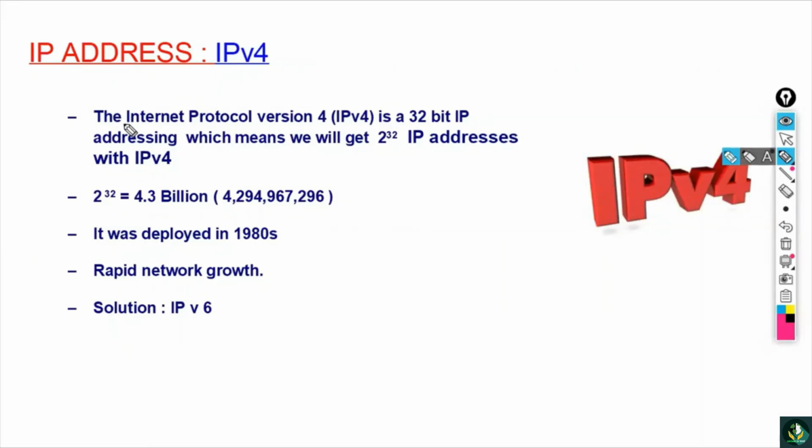IPv4 or Internet Protocol version 4 is a 32-bit IP addressing. 32-bit IP addressing means we will get 2 power 32 IP addresses with IP version 4, which is equal to 4.3 billion IP addresses. So this IP version 4 was deployed in the 1980s, and at that time 4.3 billion IP addresses were more than enough. But the network was growing very fast, and it was realized that there will be a shortage of IP addresses one day, and scientists started working on the solution, and the solution is IP version 6.